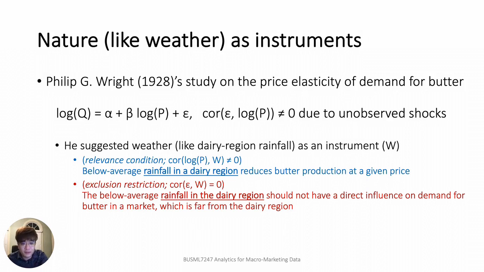But the rainfall in the dairy region does not directly affect the demand for butter in a market, which is usually far from the dairy region. This implies that, although there is an unobserved demand shock correlated to the price, the rainfall is not correlated to the demand shock. That is, the exclusion restriction also holds.